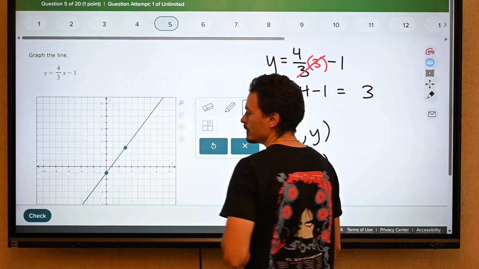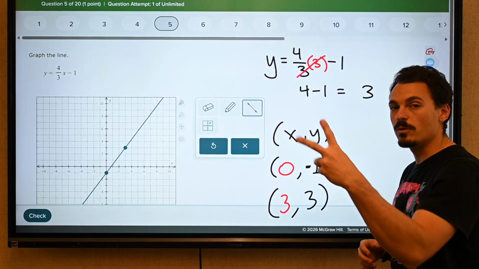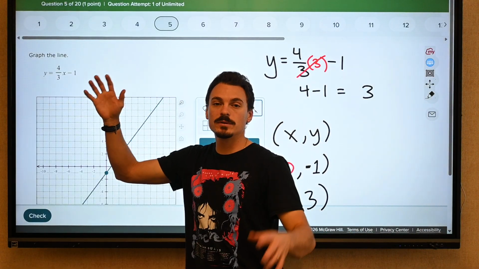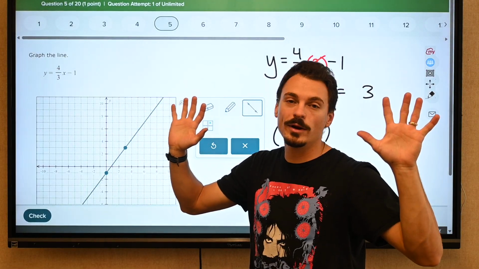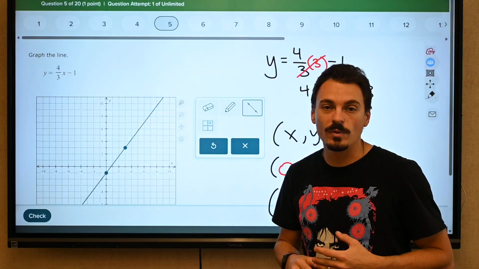Make your line. Done. So that's how you graph a line. You need 2 points to graph a line. If you know about slope and y-intercept, by all means, you can use slope and y-intercept to graph a line.